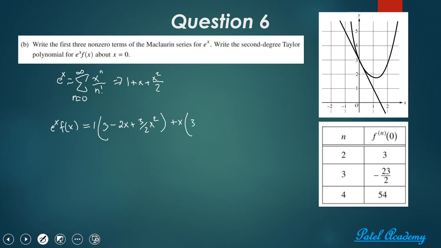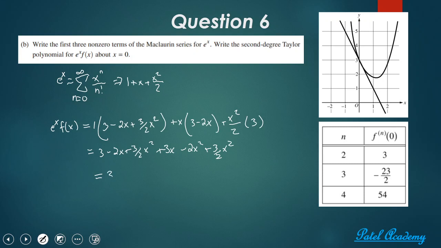So I'm going to get 3 minus 2x. And then this last term, x squared over 2, I'm just going to need to multiply it by 3, because any term of higher degree, and I'm going to get a third degree value, which I don't need. And so now it's just a matter of doing the simplification. So I get 3 minus 2x plus 3 half x squared plus 3x minus 2x squared plus 3 over 2x squared.